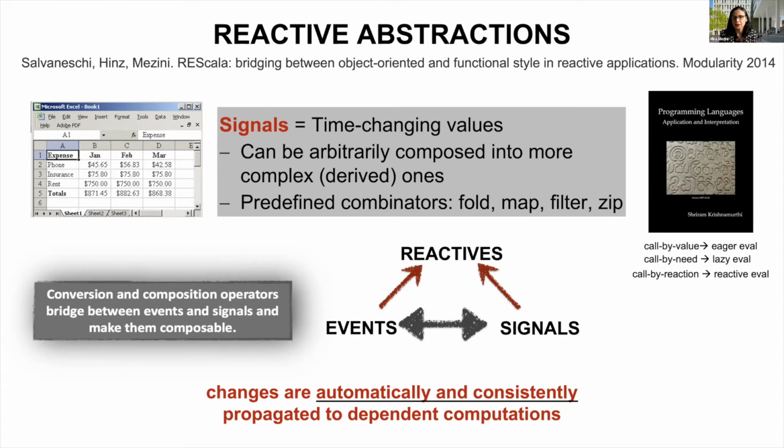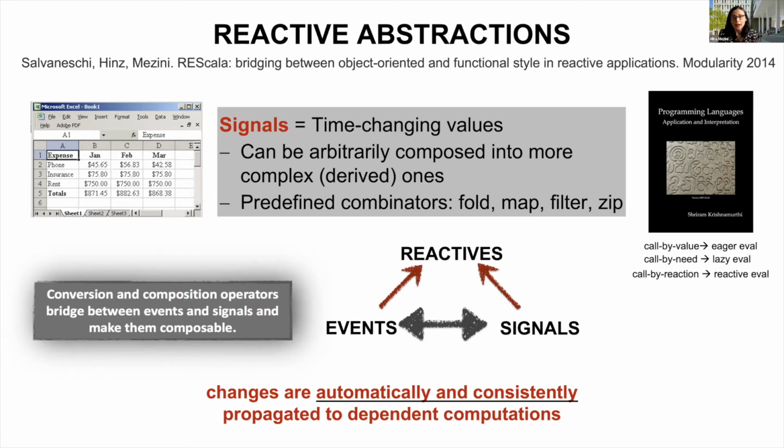And these signals can be arbitrarily composed into more complex or derived ones, as we call them. And we have predefined combinators for composing them. Both events and signals are kind of subtypes, if you want, of a higher type, reactives. They can be transformed to each other, converted to each other, and composed into expressions. Basically, the key take-home message here is that changes are automatically and consistently propagated to dependent computations, to chains of computations.